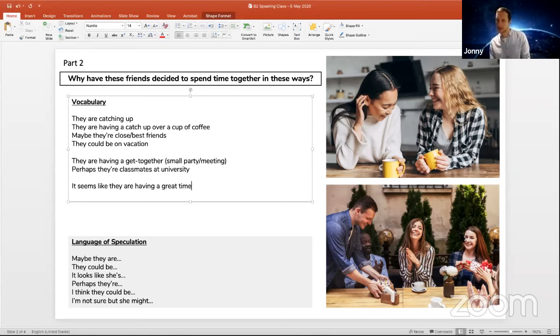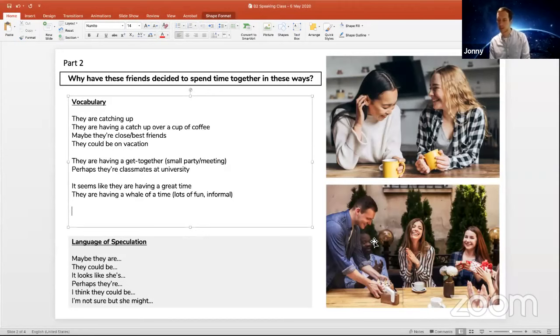Yeah. Good, Robert. They are having a whale of a time. Yeah, this means lots of fun. They're having a whale of a time. Very good. It's informal. Good.